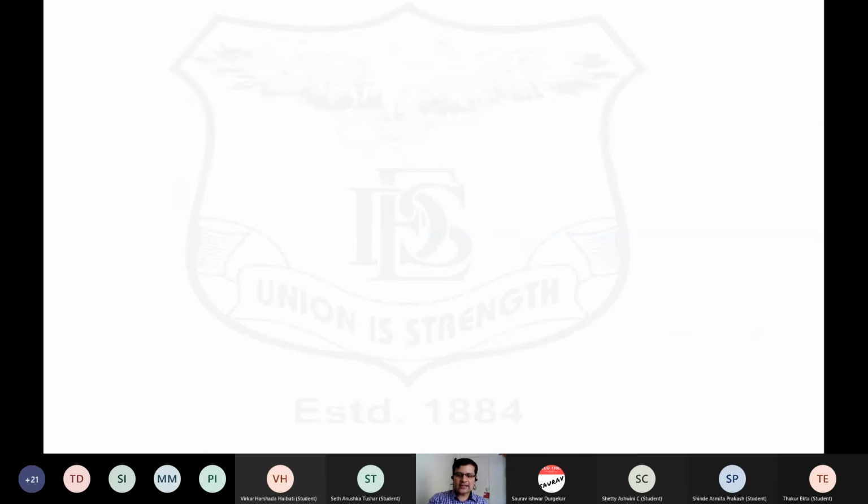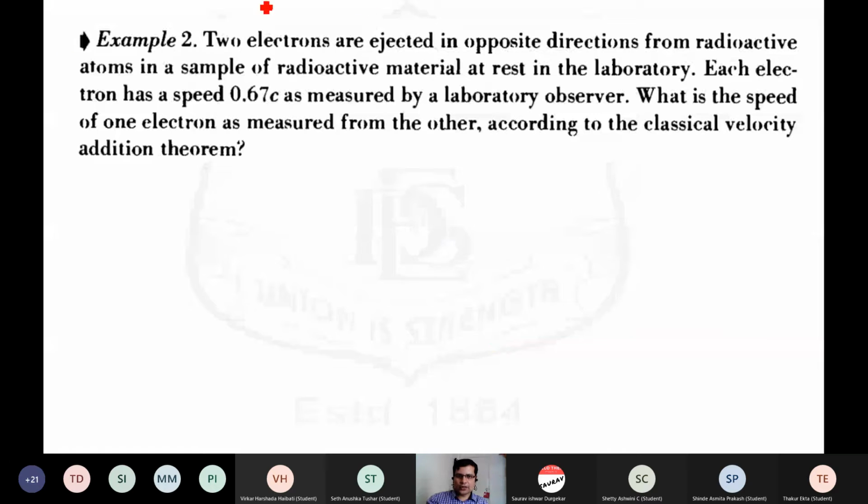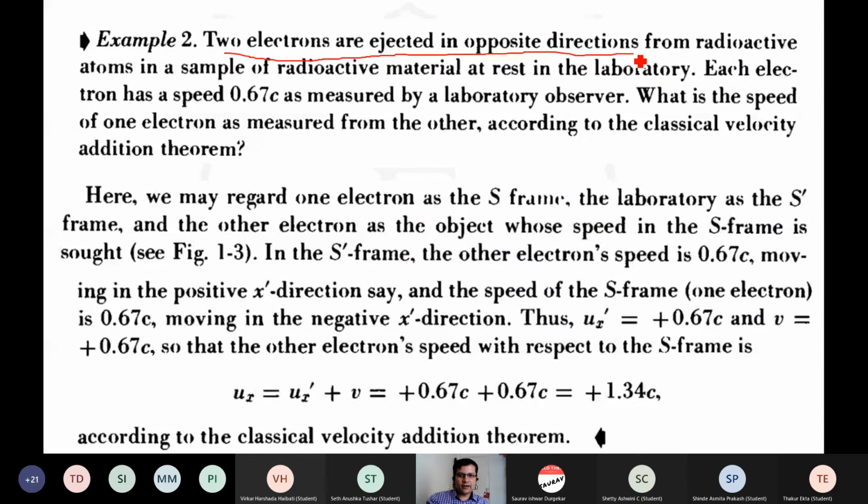Similarly, this example you can observe for the two electrons which are ejected in the opposite direction, and if you want to calculate their velocity, what you will do is this addition, this minus, this is in the same direction.